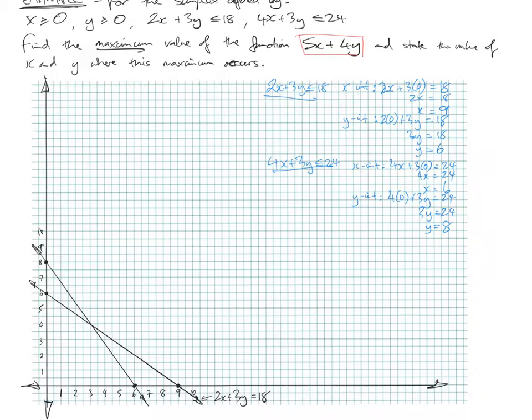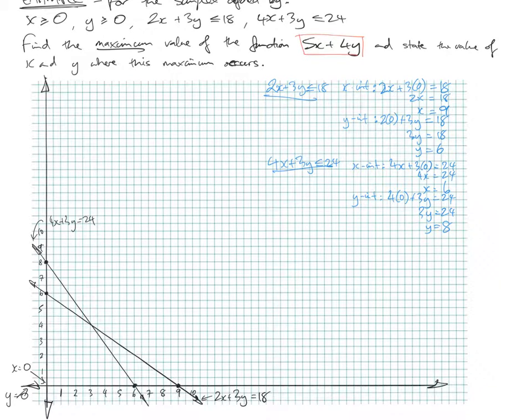That one is the 4x plus 3y equals 24 line. So now we can colour it in because we know that this line is the y is equal to 0, and this one is the x is equal to 0 line.